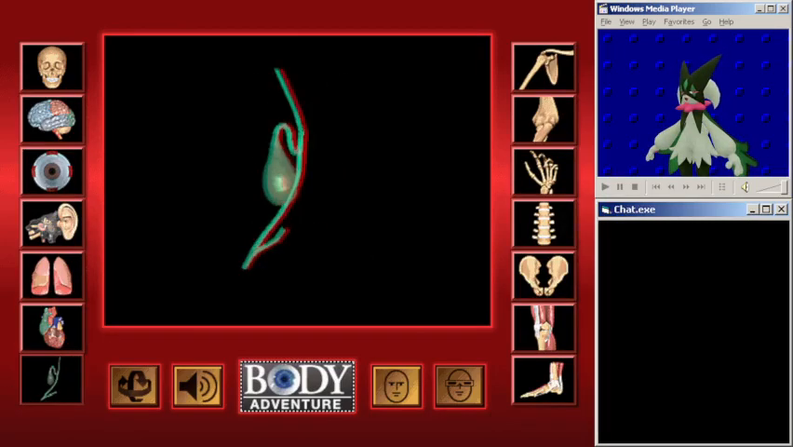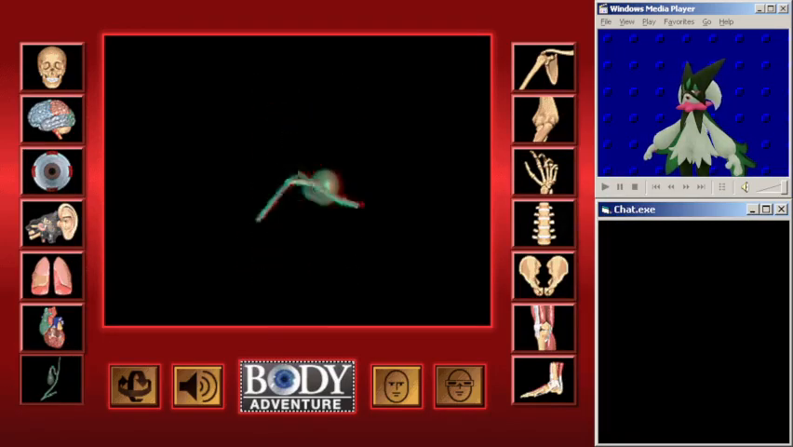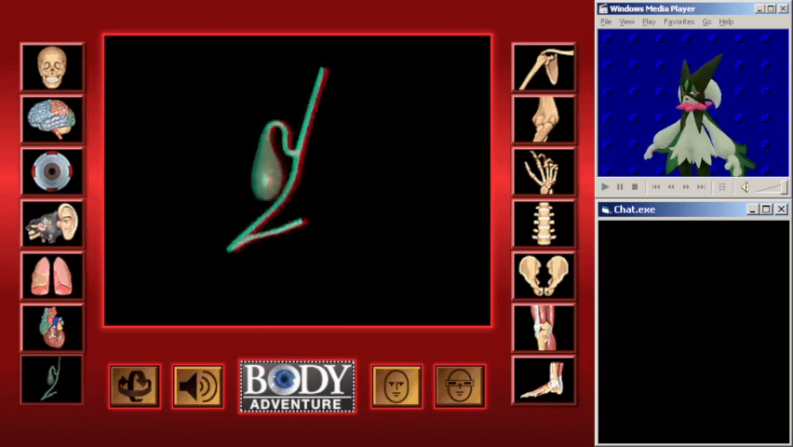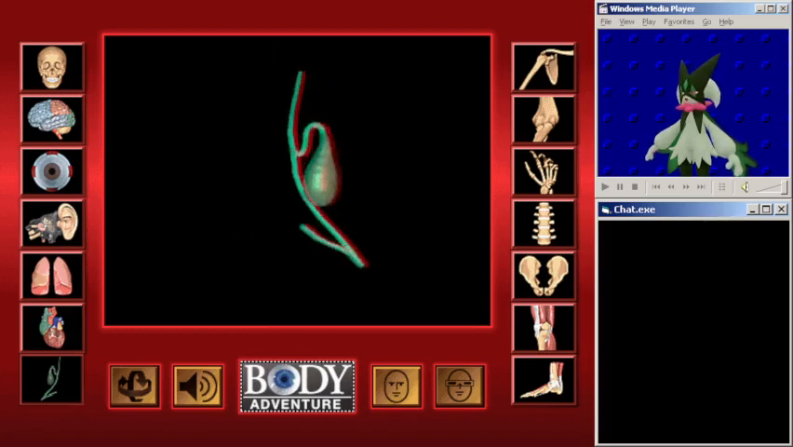Hey, gallbladder! Just the thing that we've always wanted to see in glorious 3D. Like, my life is now complete, I don't know about everybody else's.